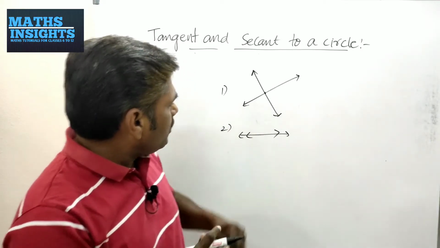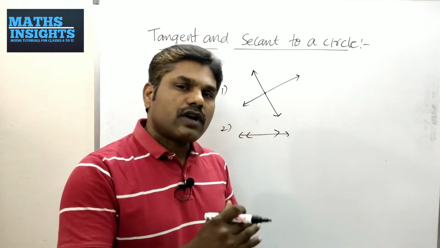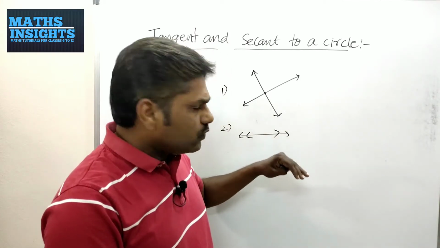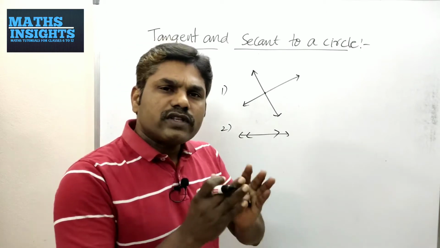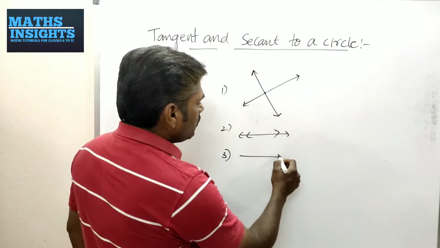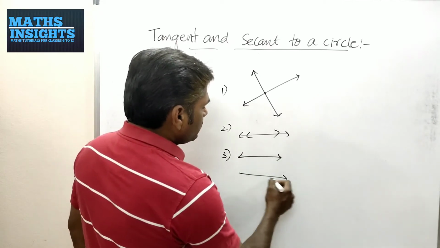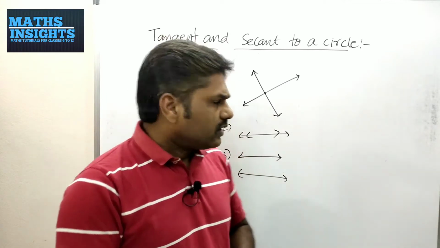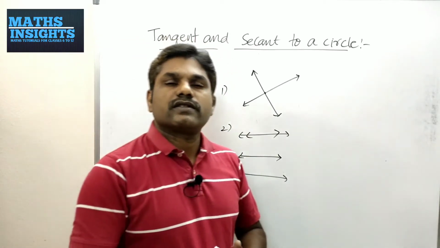Means they will have infinite number of common points between them. You cannot differentiate these two as they are coinciding each other. The third situation may be they may not touch at all, they may not have any common point between them. This is the situation of two lines.